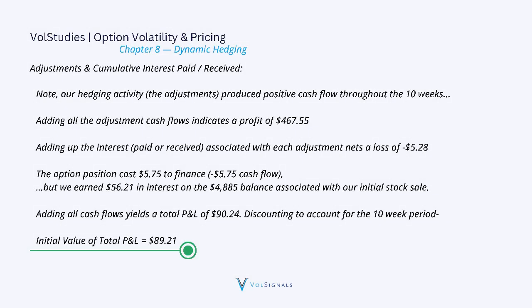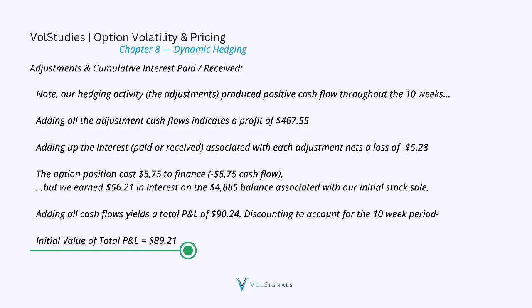Now, we just accounted for the initial trade, the option and the hedge associated with it, but we need to account for the hedging activity and the interest paid or received on all the different cash flows. So when we add all the adjustments, cash flows, we have a profit of $467.55. When we then add up all of the different amounts of interest either paid or received on every individual cash flow, those adjustments net a loss of $5.28.